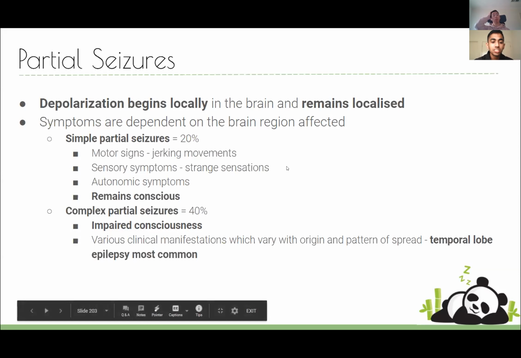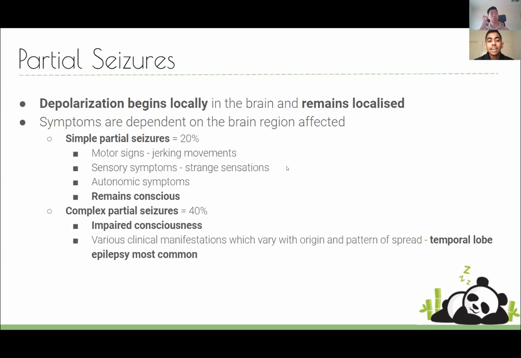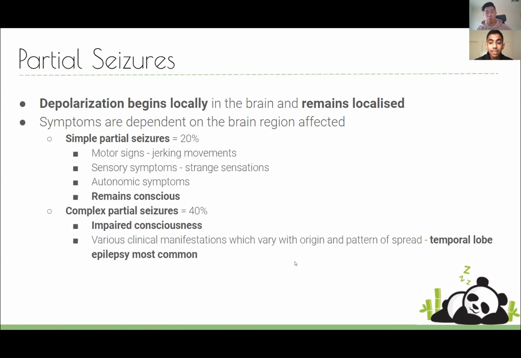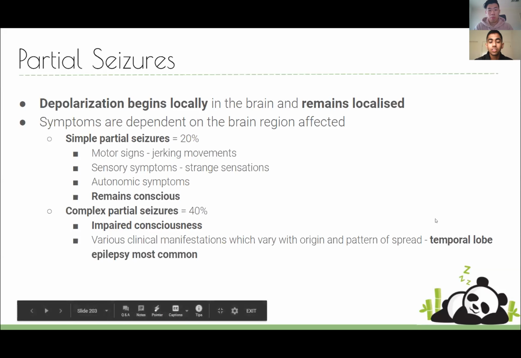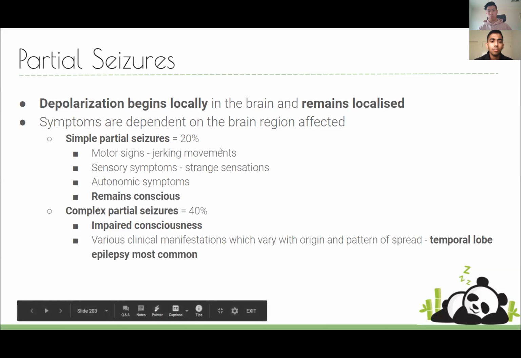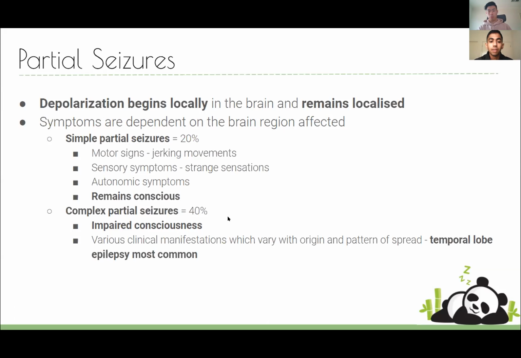And then we can further classify it into simple and complex ones. So in simple seizures, the easiest way to learn it is that you're going to remain conscious. They know what's happening. In complex seizures, they're not going to remember what's happening. They're going to have impaired consciousness. And with the complex ones, temporal lobe epilepsy is the most common kind of seizure that you'll be seeing. And again, you get those very common signs, so motor signs, sensory symptoms, and autonomic symptoms as well. So they might pee themselves or something like that.